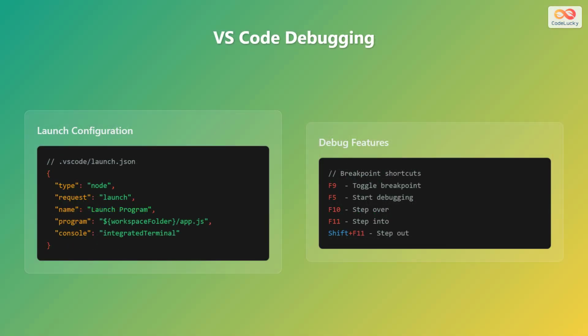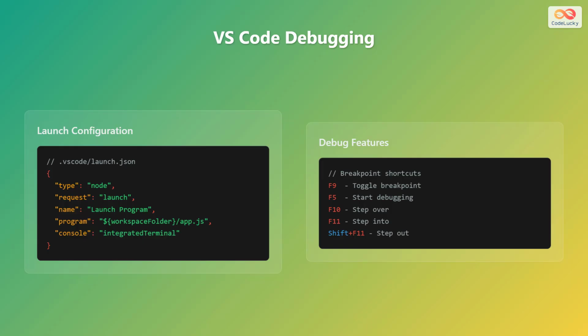Now let's explore debugging with VS Code. On the left, you can see a sample launch configuration in .vscode/launch.json. The type property specifies the debugger type, which is node in this case. The request property is set to launch for starting the debugger. Name is the name of the configuration. Program specifies the entry point of your application, and console is set to integrated terminal to use VS Code's integrated terminal.